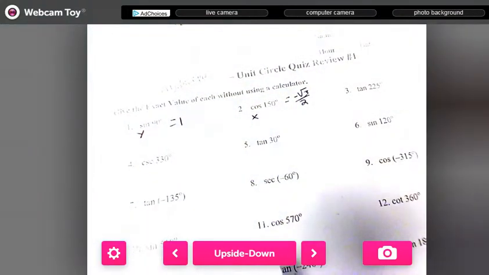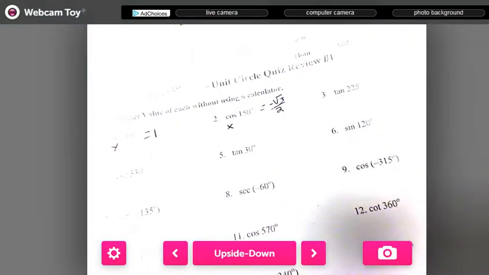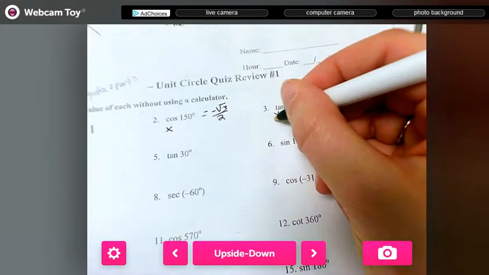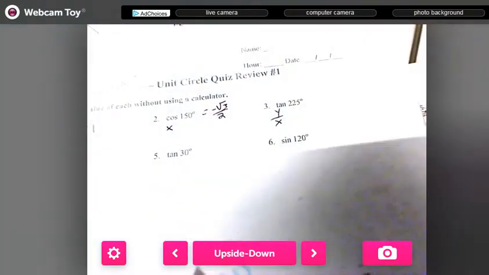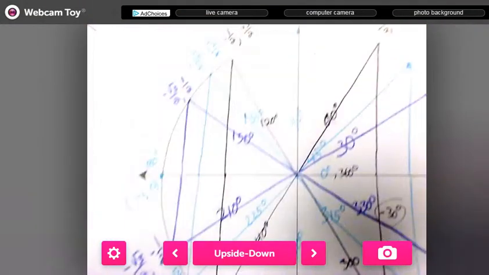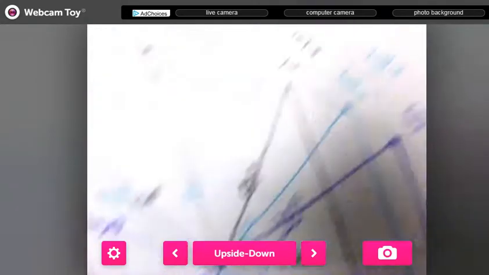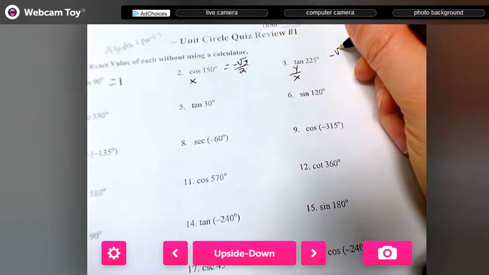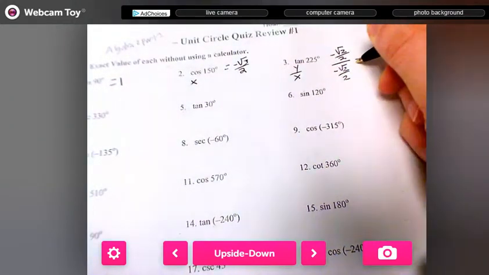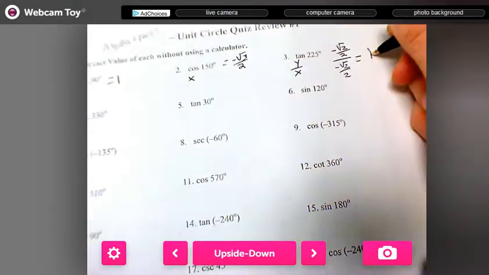Okay? Now, remember what tan is? It's y over x. Good. Okay, so I have to go to 225. 225 is negative square root 2 over 2, negative square root 2 over 2. So I'm going to put negative square root 2 over 2 divided by negative square root 2 over 2. And what does that give me, guys? 1. Done.